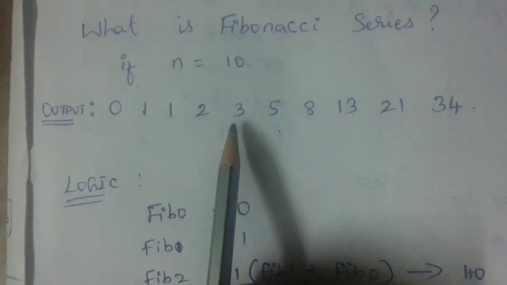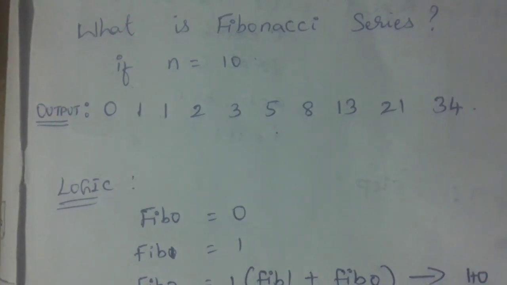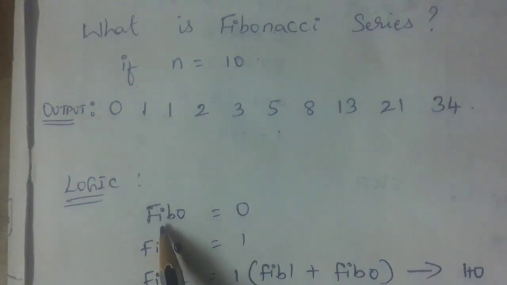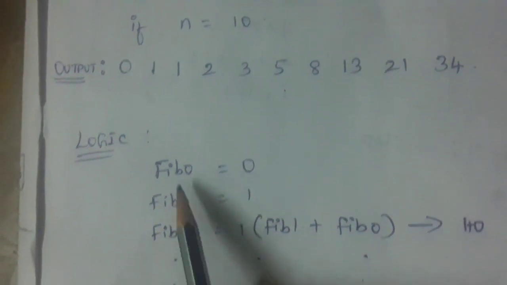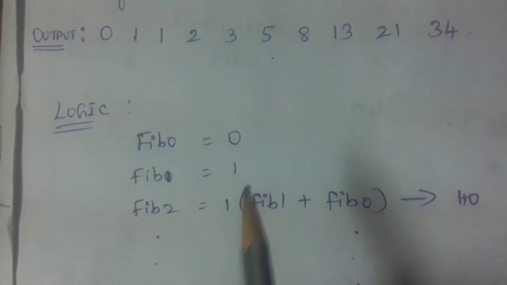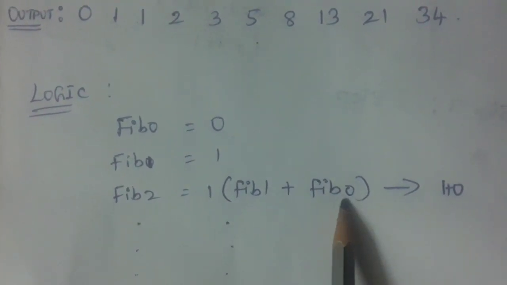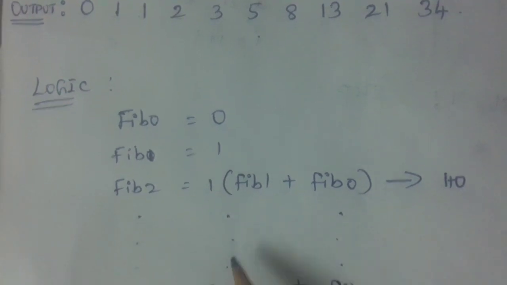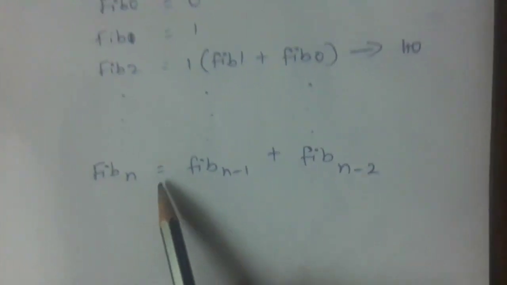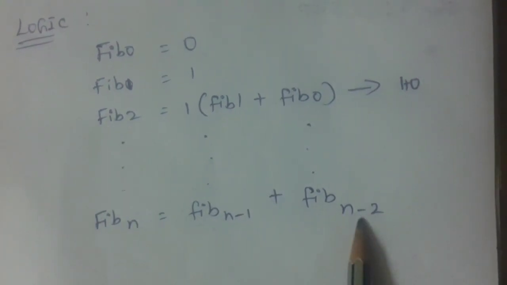This is Fibonacci series. The logic behind this Fibonacci series is they are declaring fib 0. This is the variable name. Fib 0 is equal to 0. Fib 1 is equal to 1. Then for 2 you are adding fib 1 and fib 0. This will keep on going till fib n is equal to fib n minus 1 plus fib n minus 2.